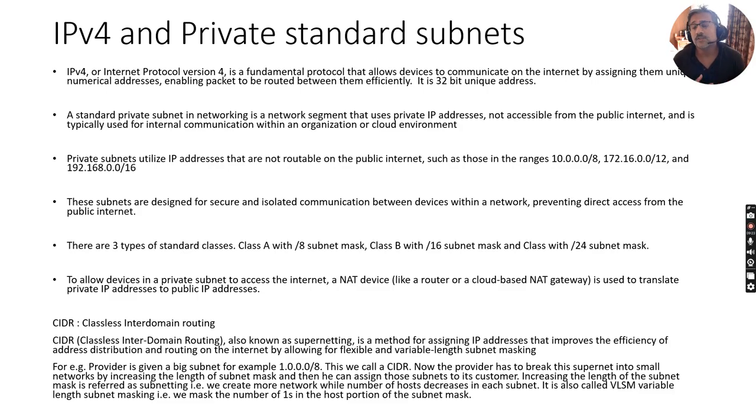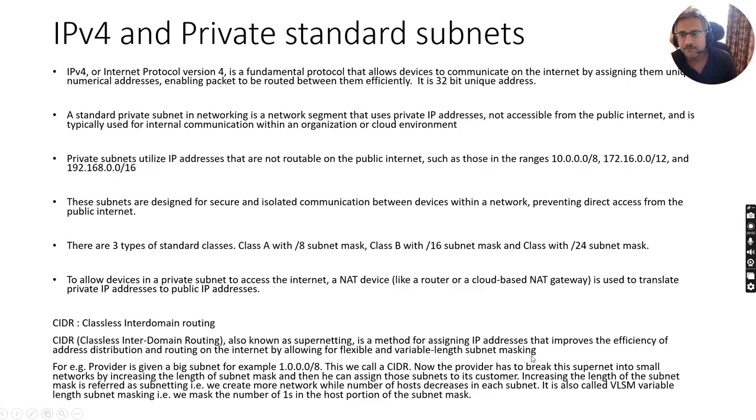Now why do you use the word masking? Because from the host portion of the subnet mask, you borrow a bit and you mask it. You mask a 0 with a 1. That's why it is called variable length subnet masking. So CIDR is nothing but a supernet, a big chunk of your subnet, which is a method for assigning IP addresses. It improves the efficiency of address distribution and routing on the internet by allowing flexible and variable length subnet masking.